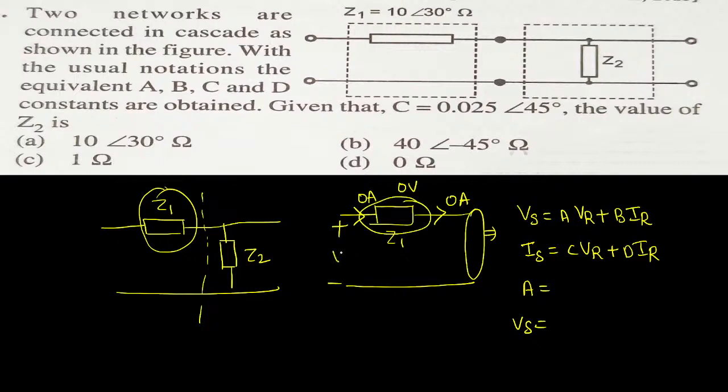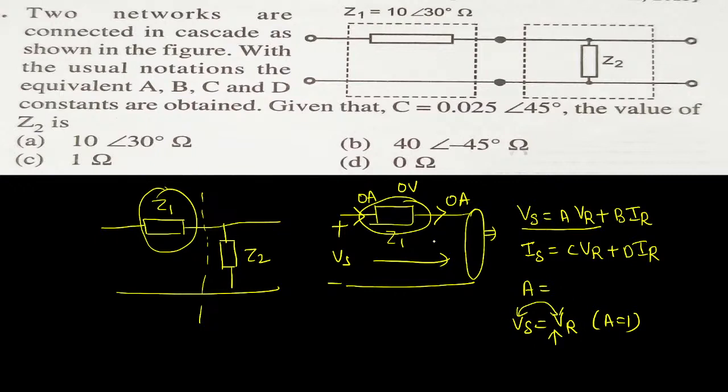Whatever voltage is there at the sending end is transmitted as it is to the receiving end. So sending end voltage equal to receiving end voltage. So I can say the value of A equal to 1 from here, because we know sending end voltage equal to A times of VR. When Vs and VR become equal, by default it denotes that the value of A equal to 1.